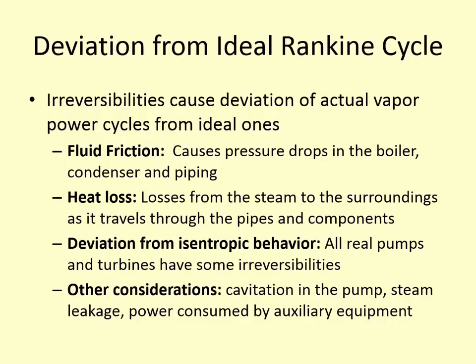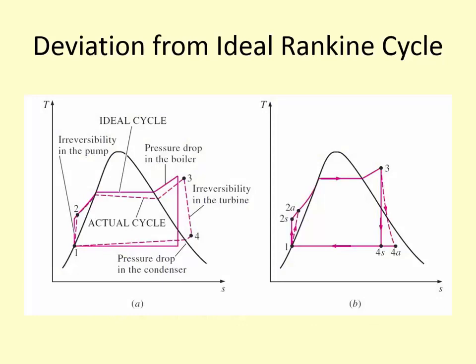All of these can serve to reduce the efficiency of each of those individual devices and then serve to kind of change the behavior of the actual Rankine cycle. So you can see how the deviation from ideal behavior occurs, that really maybe there's a pressure drop in the boiler that causes us to not follow exactly that constant pressure line, or the irreversibilities in the turbine, or some of these other factors that come into play. So instead of following a perfectly isentropic course, we're actually ending up somewhere over here where we're at a higher entropy state after coming out of the turbine and after coming out of the pump.